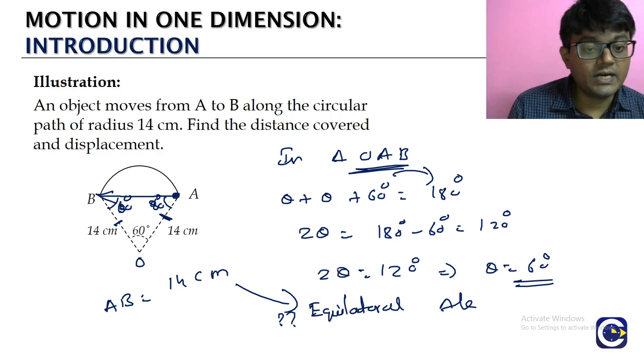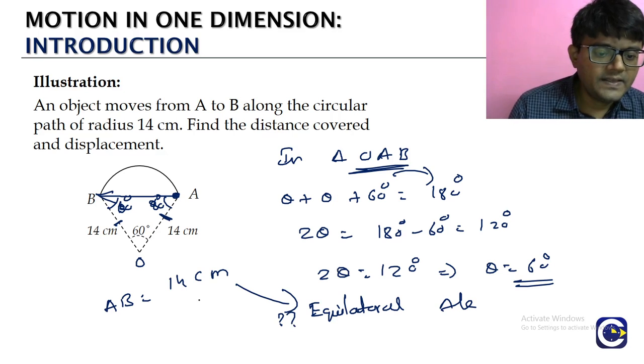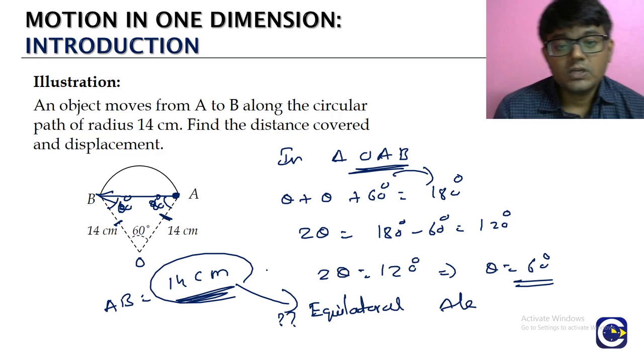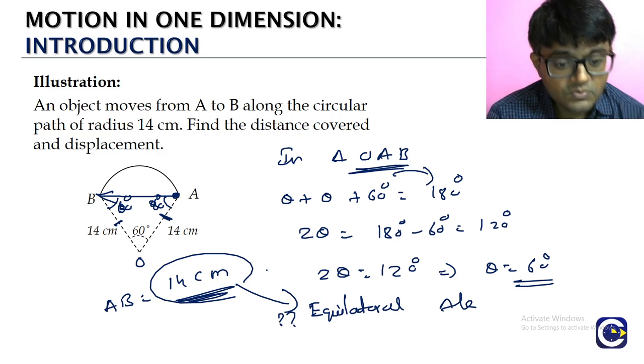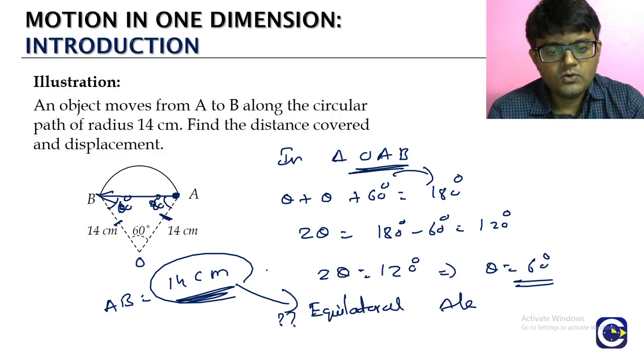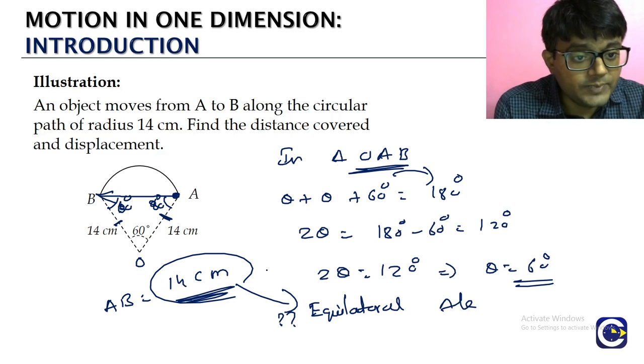Okay. So what is AB? That is what we are looking for, right? That is the displacement magnitude. So what is the answer for the displacement? It is 14 centimeters. Okay. So this is how we will be able to answer the questions on distance and displacement.